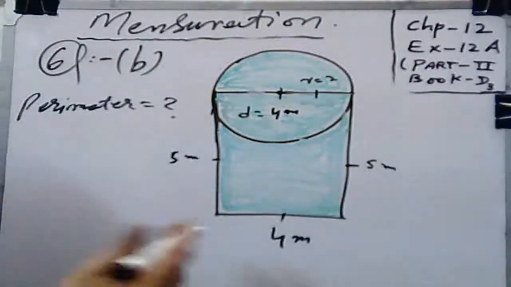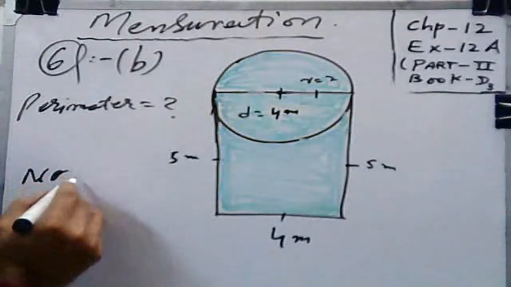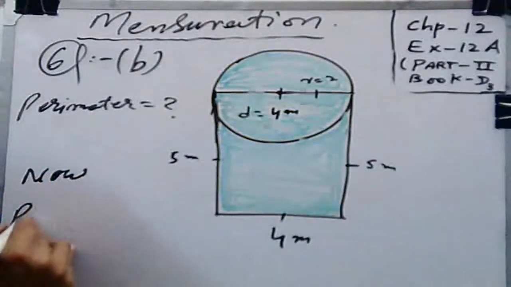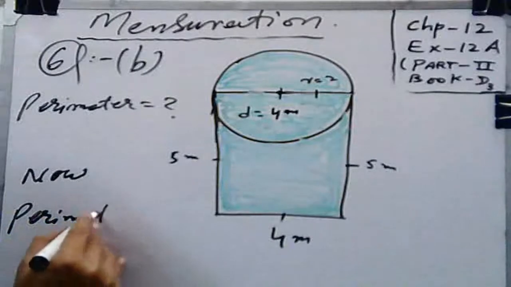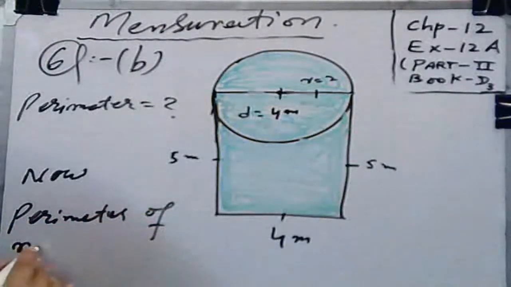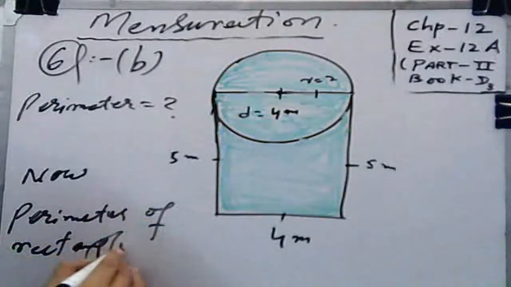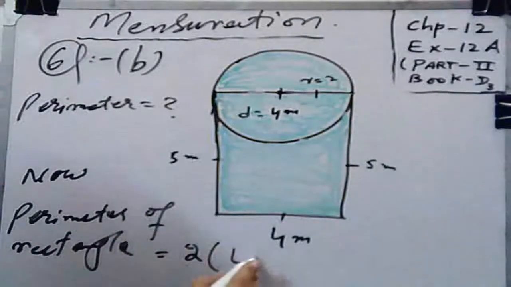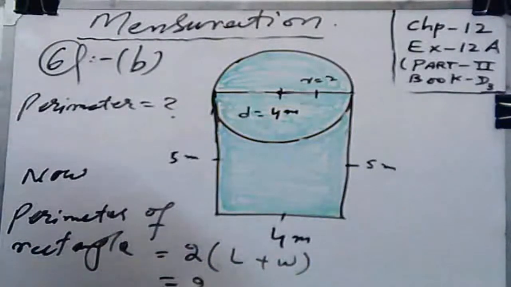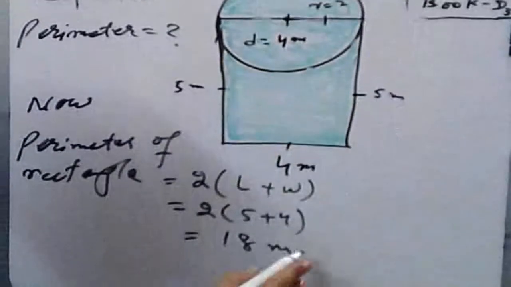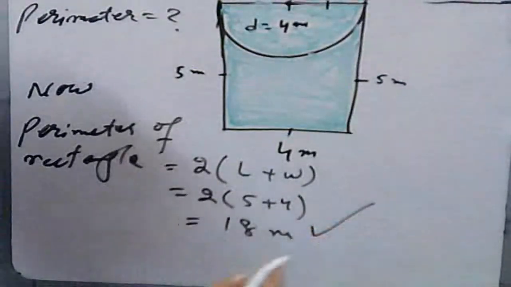So, perimeter of a rectangle. Perimeter of a rectangle is equal to 2 times (L plus W), a very simple formula. For the perimeter you find 5 plus 4, and you will get 18 meters. So that is your perimeter.